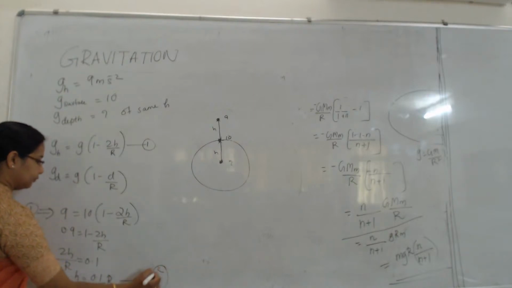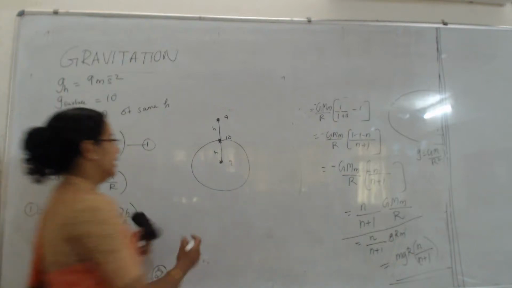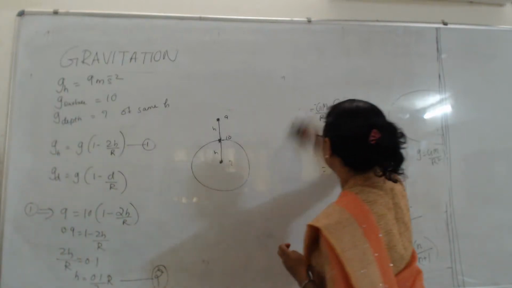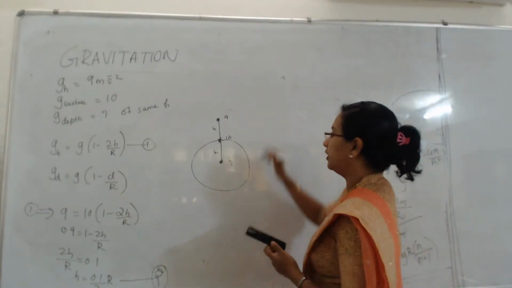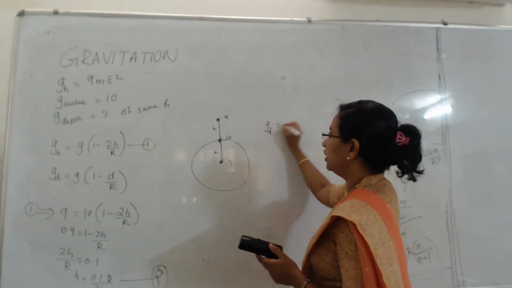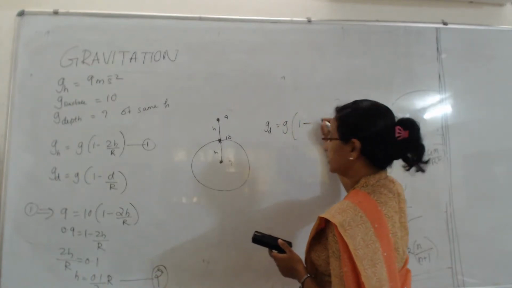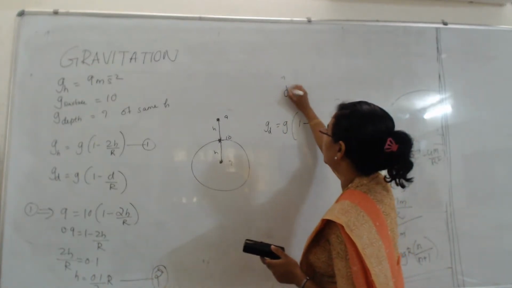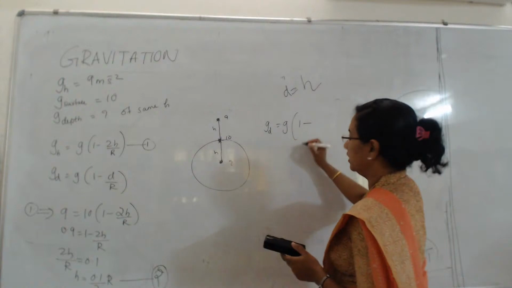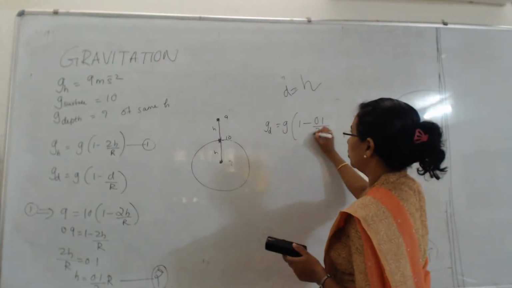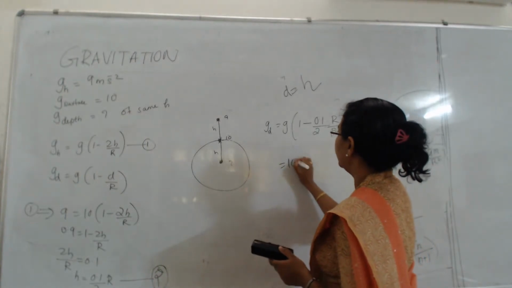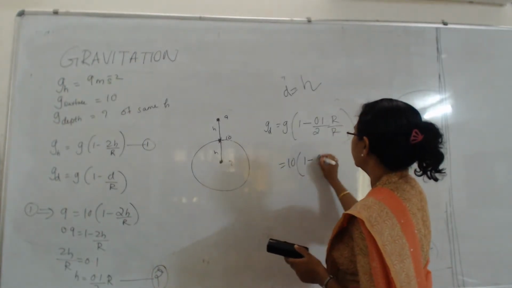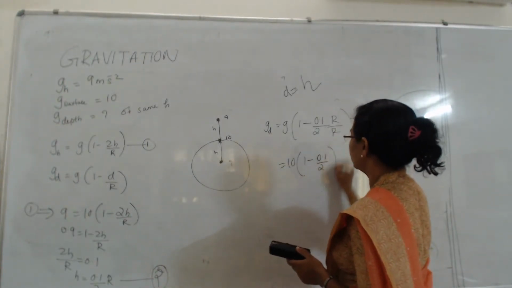Equation number 2. Very simple only. If you want g depth, substitute the value. What is g depth? G depth is g into 1 minus d. d should be equal to h, they gave it in the question. So 0.1 by 2 into R by R. That is 10 into 1 minus 0.1 by 2.